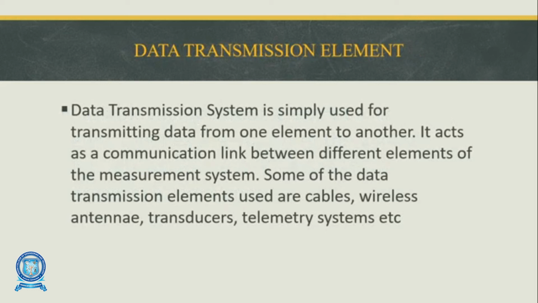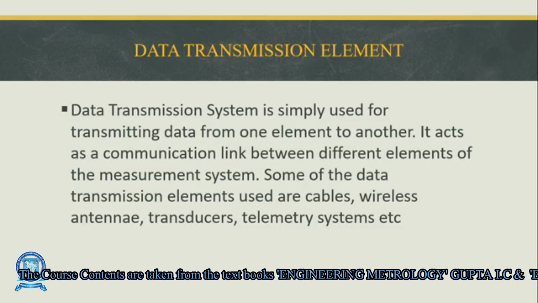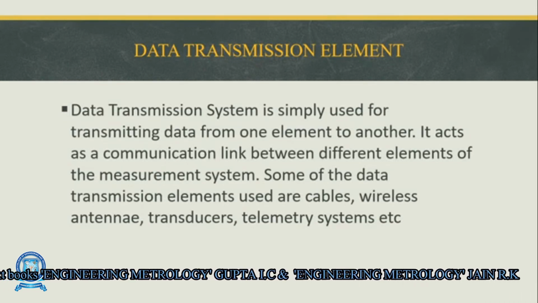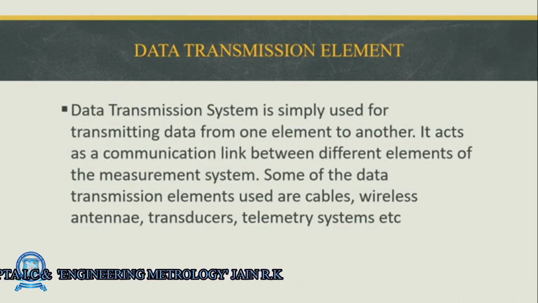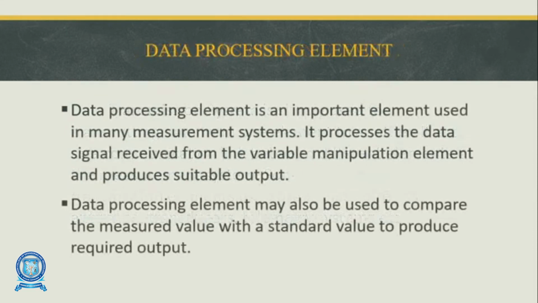Okay, next one is the data transmission element. It is used for transmitting data from one element to another element. It acts like a communication link between different elements of the measurement system. Some of the data transmission elements used are cables, wireless and antenna, transducers and telemetry systems.